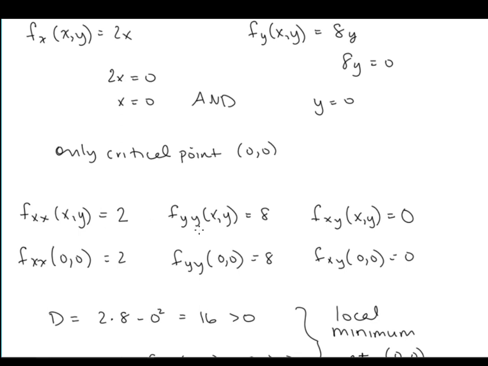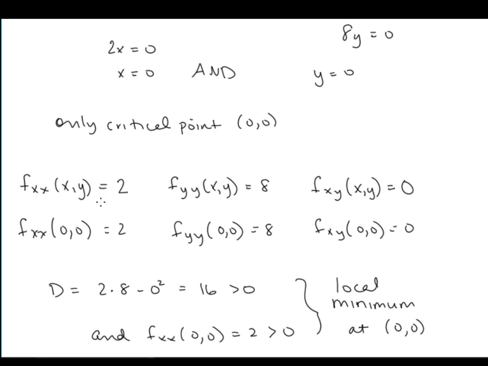So we're going to take the double x partial, the double y partial, and the mixed partial. So the second x partial here is a constant function of 2. The second y partial is a constant function of 8. And the mixed partial we see is equal to 0, another constant function. So certainly when we plug in our point (0, 0), we get 2 here, 8 here, and 0 here. So then D is going to be 2 times 8 minus 0 squared, which is 16, and that's positive.